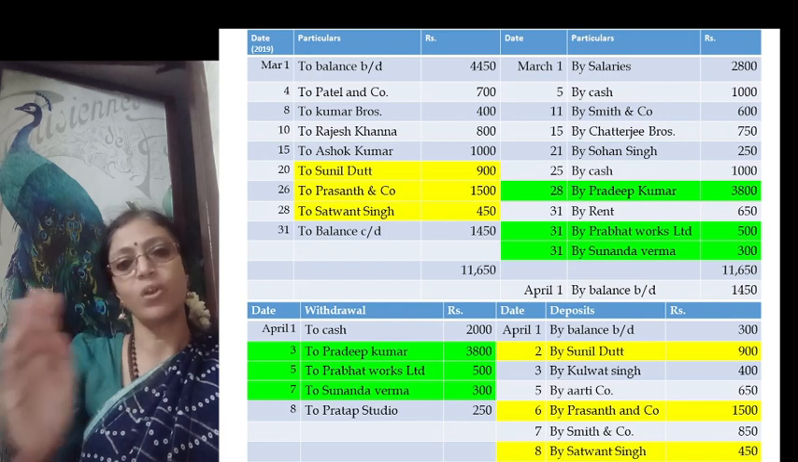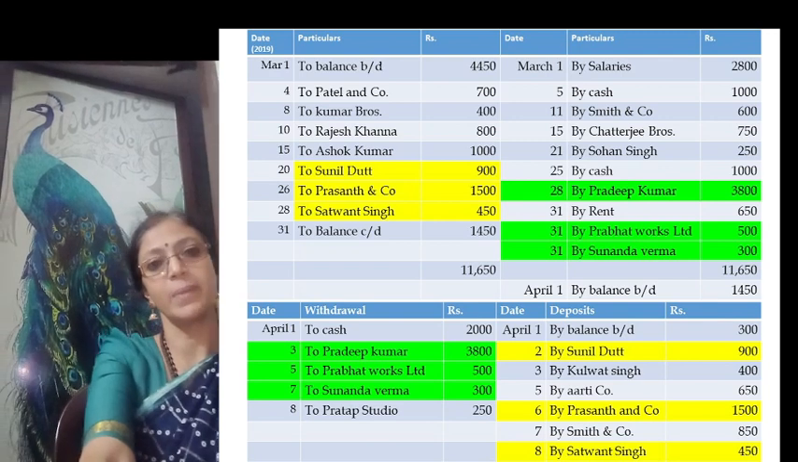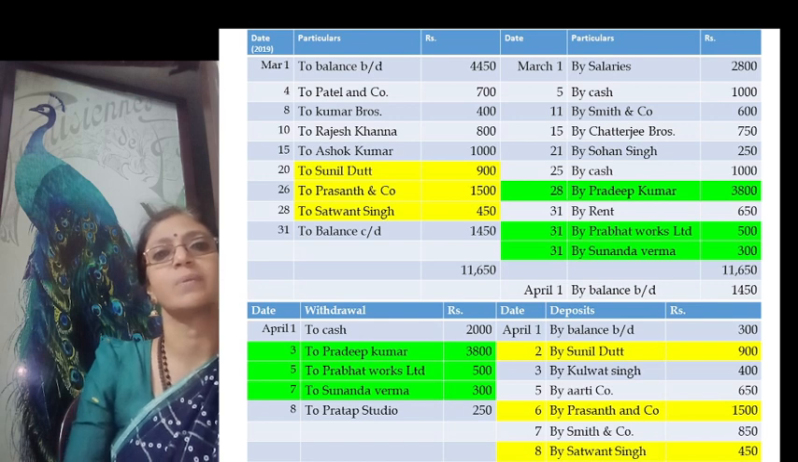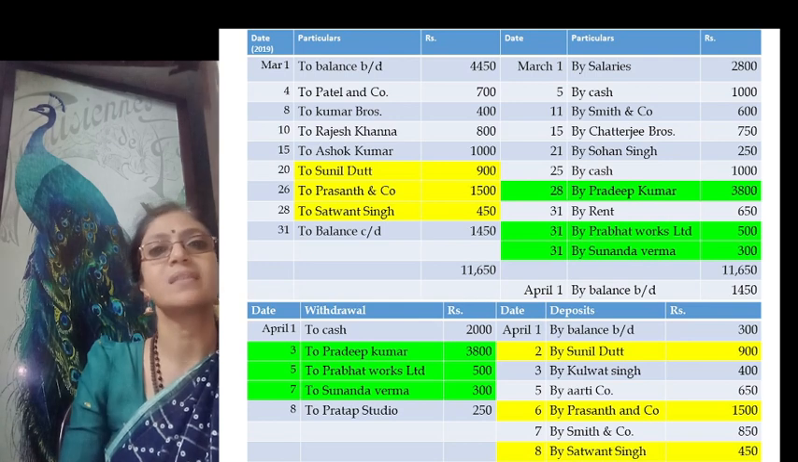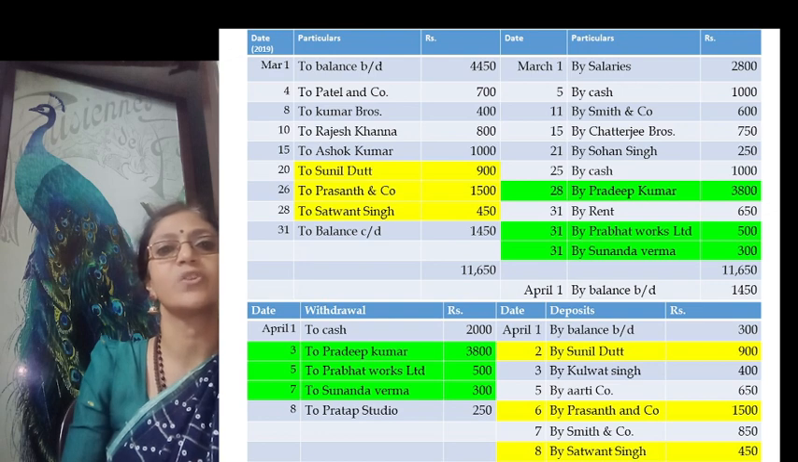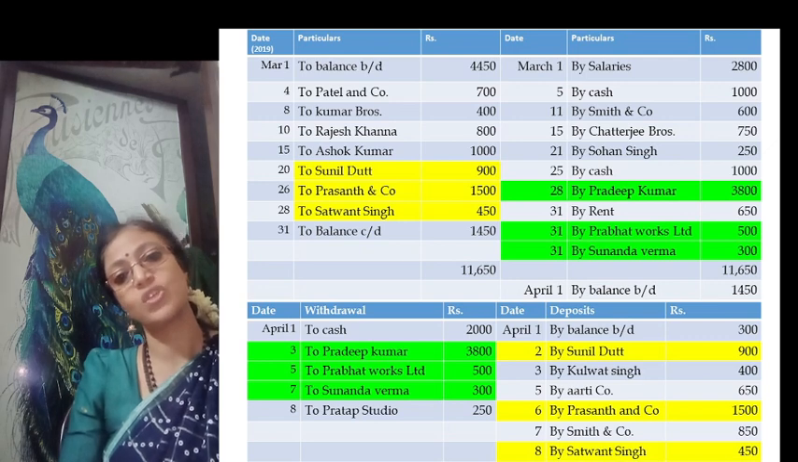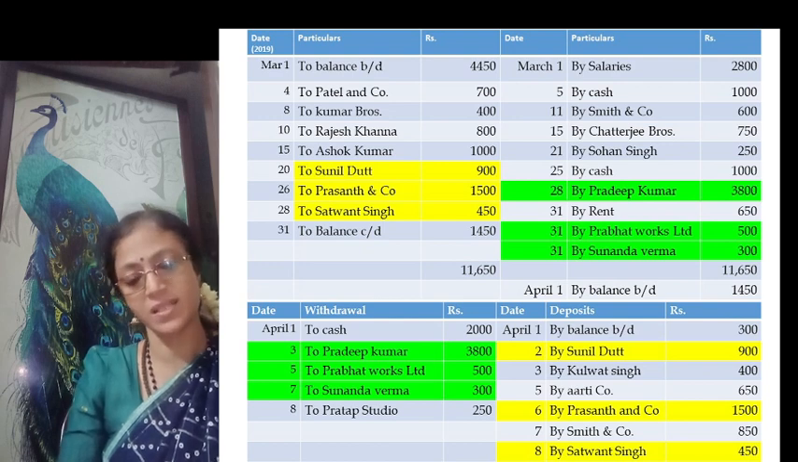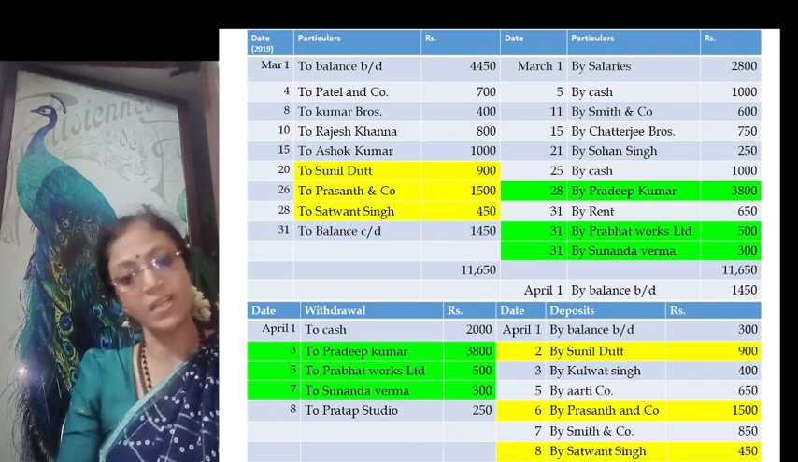Likewise, let's take a look at the various payment items given in the problem. We have various items like cash. To Sunit, we have paid an amount of 600. To Chatterjee, we paid a sum of rupees 750. To Sohan, we paid 250. And another cash expenditure we incurred to the extent of 1000 rupees. None of these items appear in the bank passbook as part of the withdrawals. This makes it very clear that these withdrawals were made in the month of March itself.